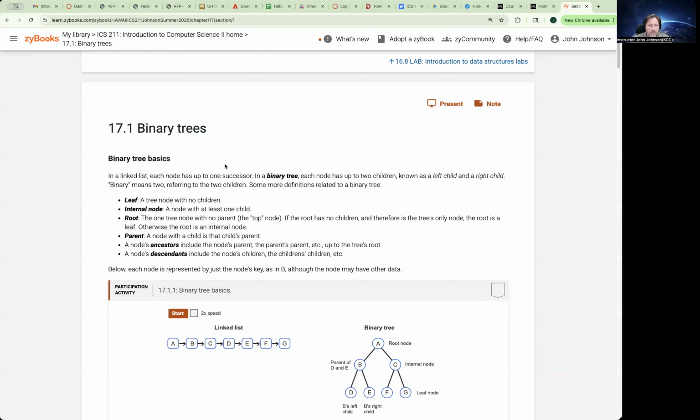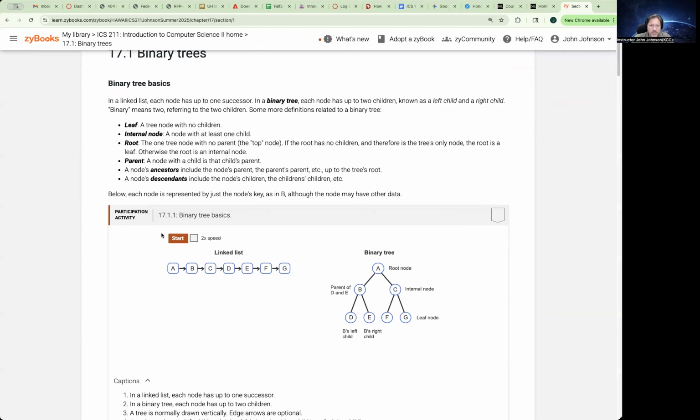any meaning one or more. Then we have the concept of parent, and a parent is a node with a child. It's a node with a child that's the child's parent. We also have ancestors. Ancestors are going to include the node's parents, the parents' parents, etc., all the way up until you get to the top of the tree, the root of the tree. And a node's descendants is what you'd think it would be. It would be any of the node's children or the children's children going all the way down to the bottom.